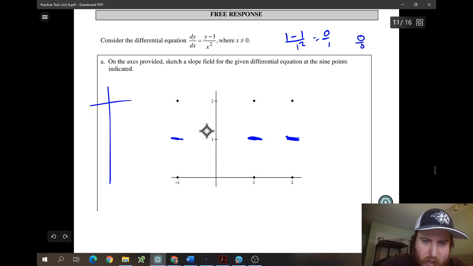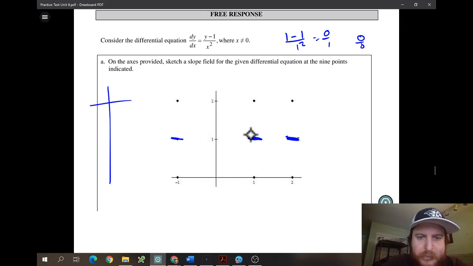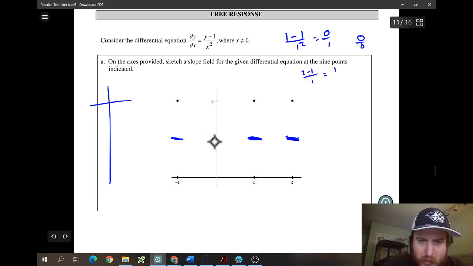So this whole x equals 0 line is blank. The reason it's blank is it's all undefined. If it wasn't, you would make vertical lines, but it's undefined then. Okay, now let's plug in, say, 1, 2. So x is 1, y is 2. 2 minus 1 over 1 is 1. So we're going to make a slope of 1. I'm trying to connect it, up 1 over 1. So connect it right there.